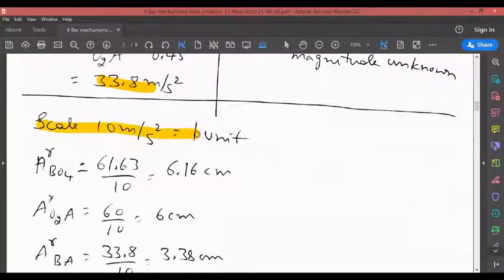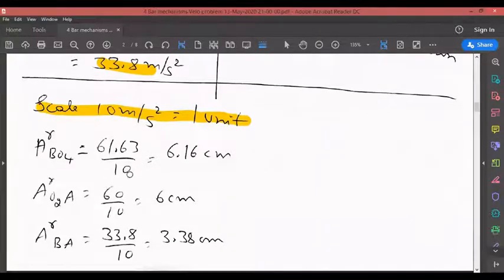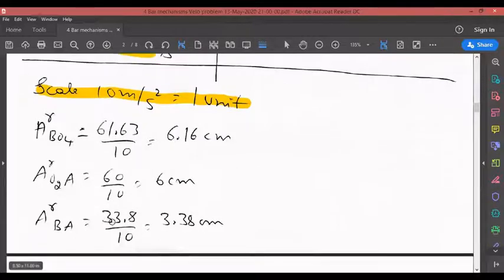10 meters per second squared is equal to 1 unit. Hence, the acceleration measurements we got, we need to convert into scale. So 61.63 meters per second squared will be drawn as 6.16 centimeters, and 60 meters per second squared will be drawn as 6 centimeters, and so on. So these three values we have, we need to draw now. Let us go for the construction of the acceleration diagram.